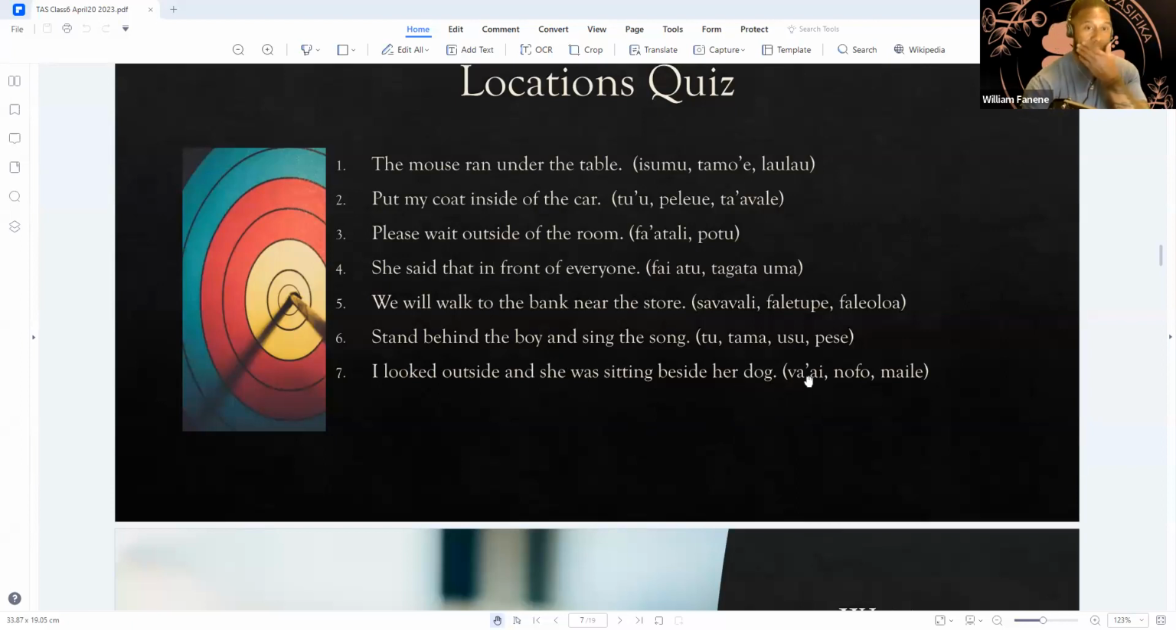So va'ai is to look or to see. Nofo is to sit, and then maile is dog. So I looked outside and she was sitting beside her dog. Oh, thank you. I can copy. Thank you so much. Man, you guys are on it. Okay, so thank you for that. All right, so erase. I looked outside and she was sitting beside her dog.